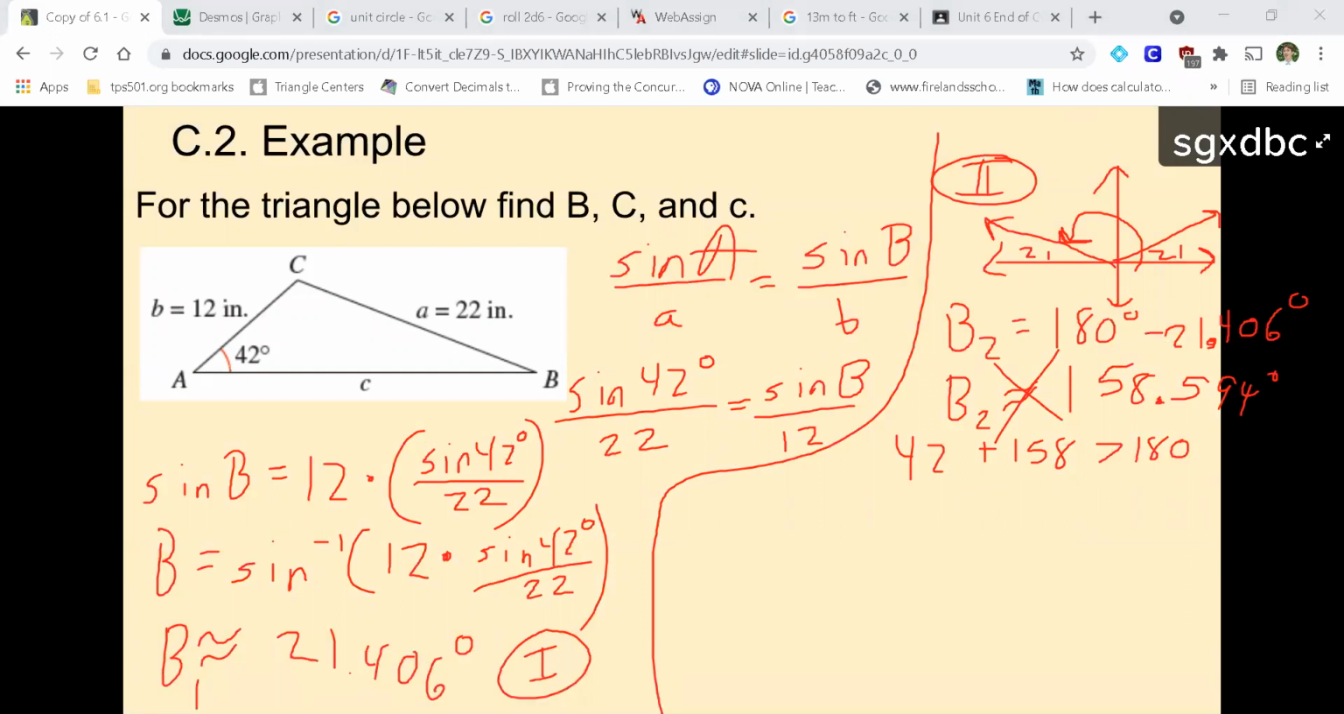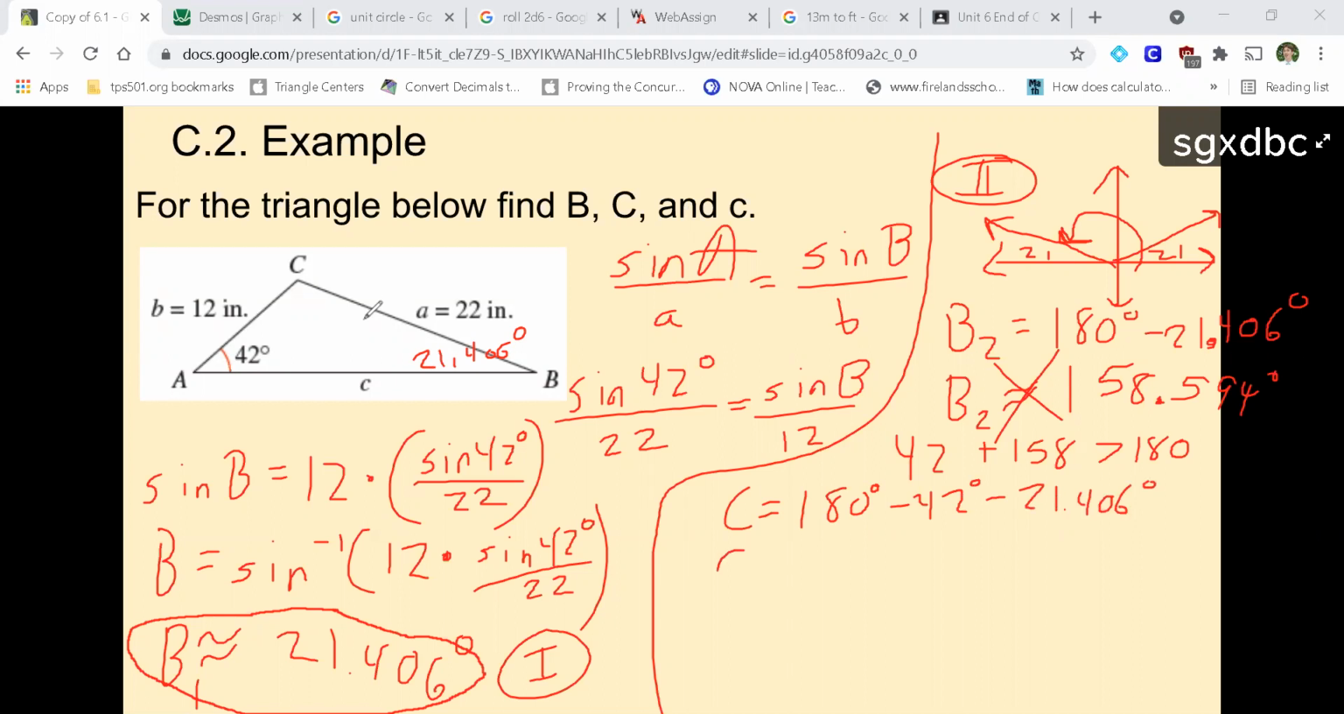All right, so now that we know this is actually the only solution for B, we can finish out the rest of this problem really quick. To find angle C, I would subtract my other two angles from 180. And we get 116.594 degrees.